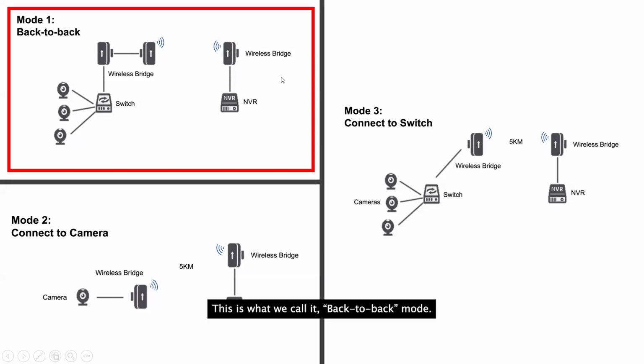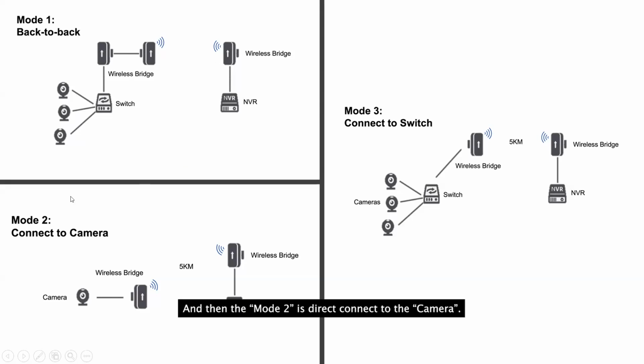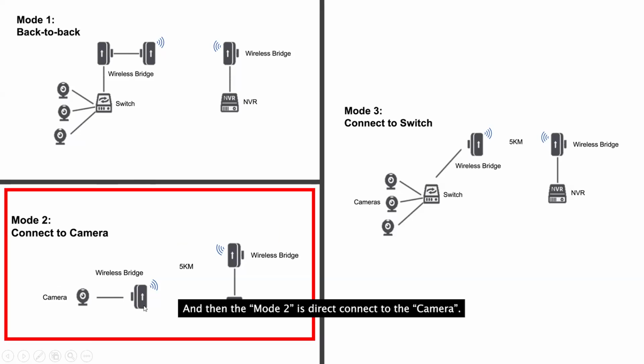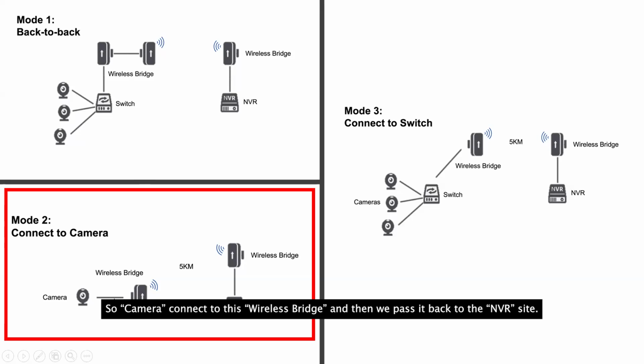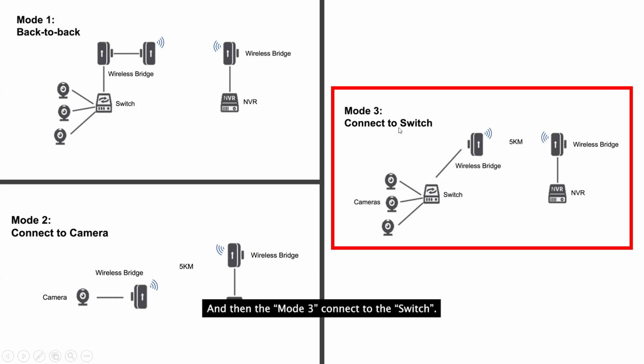This is one, we call it the back-to-back mode, and then the second is the direct connect to the cameras. Yeah, this I think is very common. So the camera connects to this wireless bridge, and then we pass it back to the other side, and then mode 3 connects to a switch.